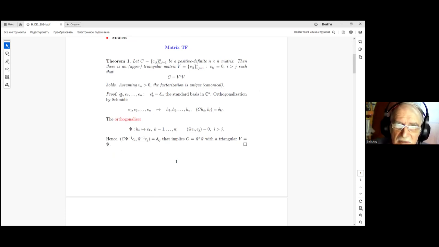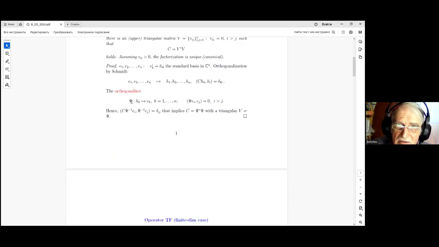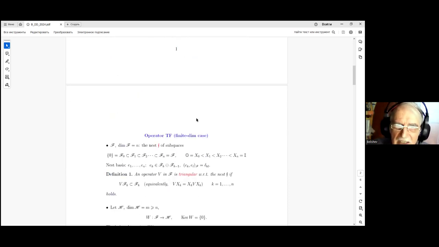And the proof is also very simple. We take the standard basis in the space, and then rebuild it, reorganize it by orthogonalization with respect to the bilinear form determined by the operator under factorization. And then we consider the map, the operator which maps the new basis into the old one. And this map provides the triangular factorization. It's a student exercise.